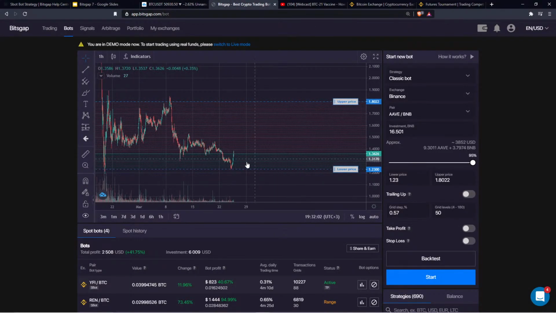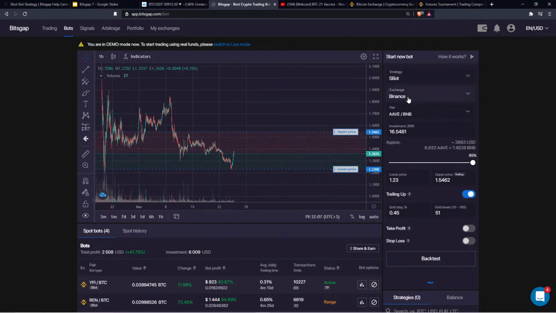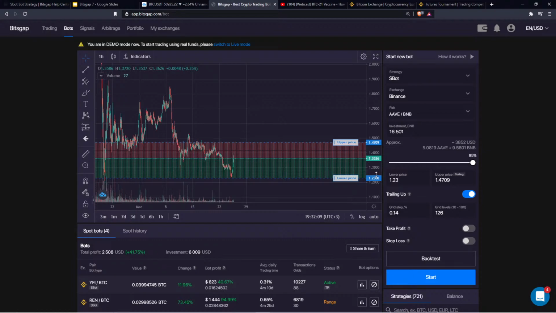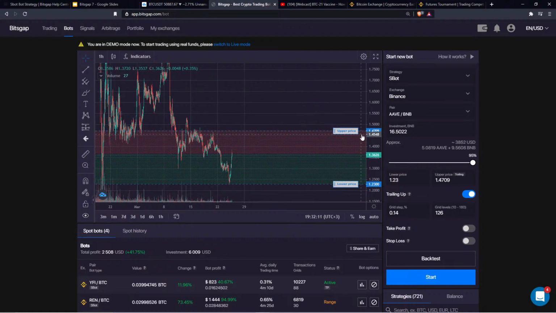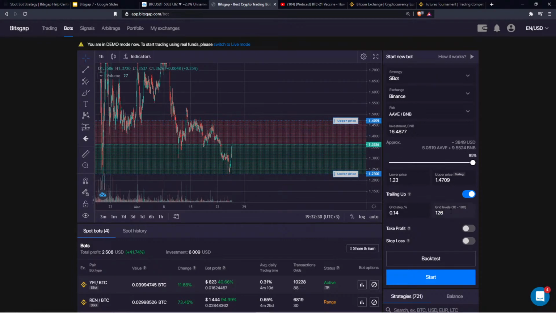So let's say we expect the market to move sideways over here. So that's why you stick with the SBot. That's the first step for you to do. The next step is to figure out what is the investment that you want to allocate to this bot. And since this is Aave trading to BNB, the allocation is in BNBs in this case. So you see that for 126 grid levels, that's basically the sum of all limit buy and sell orders, it is enough to allocate 16 BNBs.